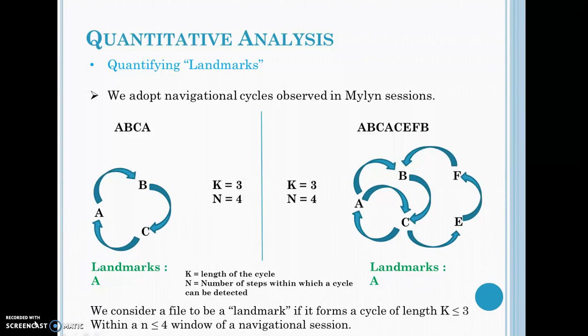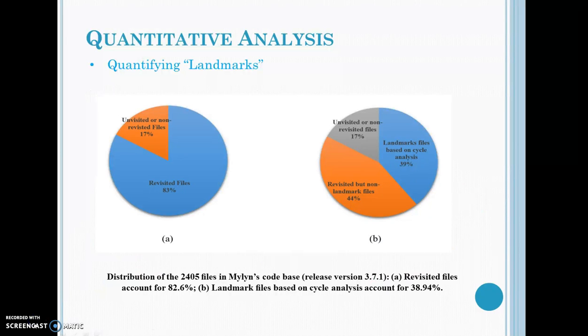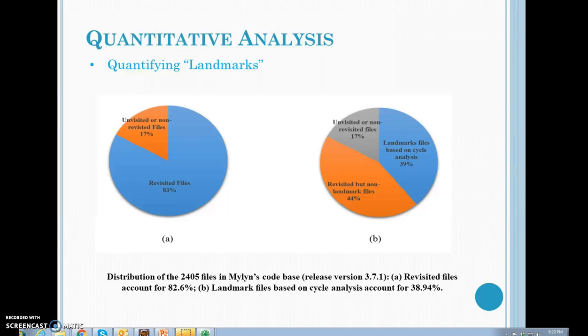Here, in both cases, from the left side and the right side, the landmark file is basically file A. This figure shows the stepwise analysis of revisited and landmark files. Even though developers revisit a large portion of Mylin files, for example here 82.6%, less than half of the revisited files form cycles of length k less than or equal to 3 within the n less than or equal to 4 window.